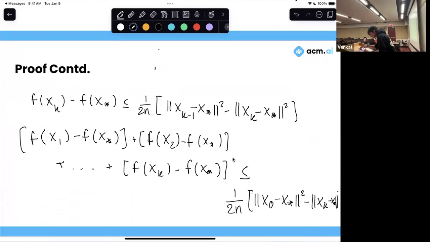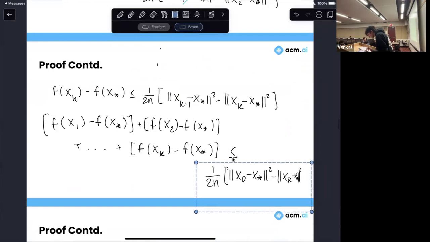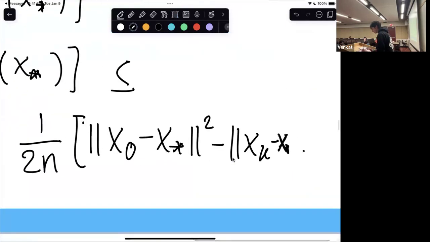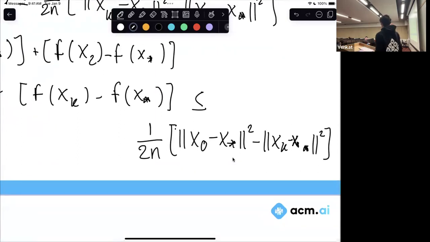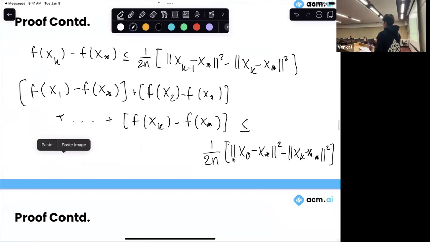That's a little squished, so let me move that over. So does everybody get how we got to this point? Right here. Everybody go with the telescoping sum and stuff? So we're almost there now.